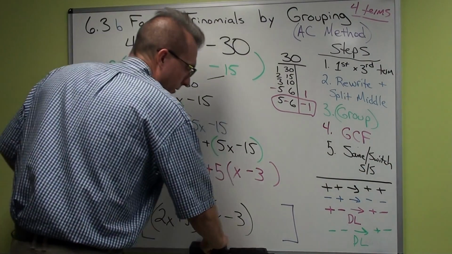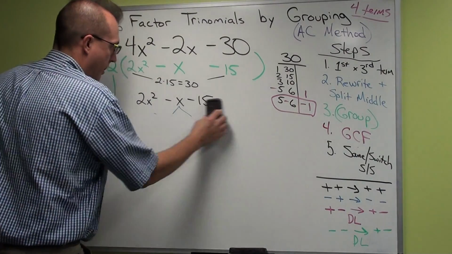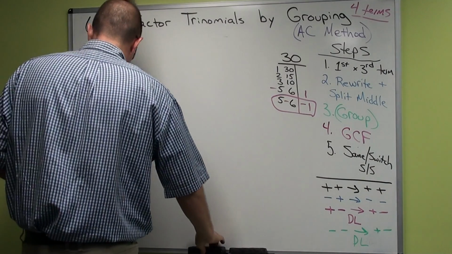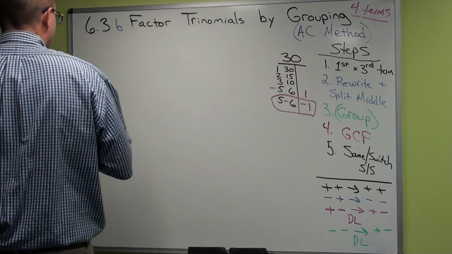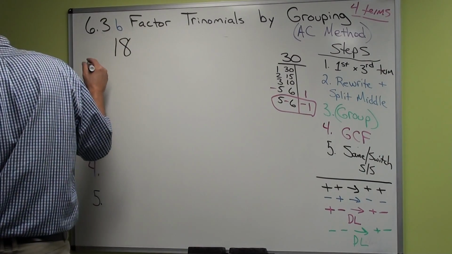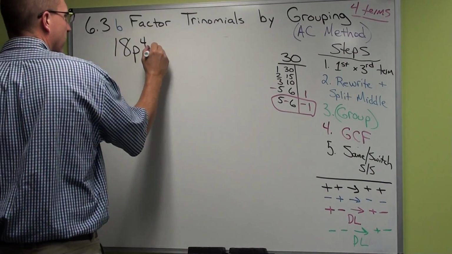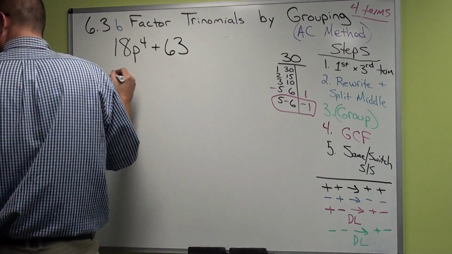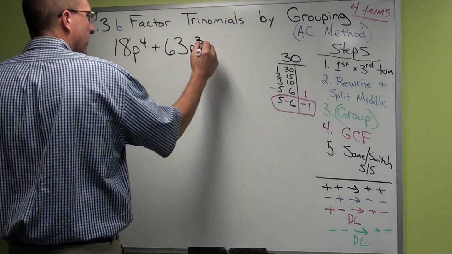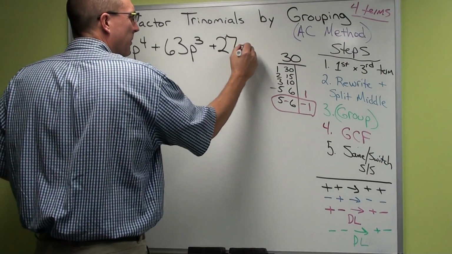Alright, we have 2 left. Here we go. p to the 4th plus 63p to the 3rd plus 27p squared.